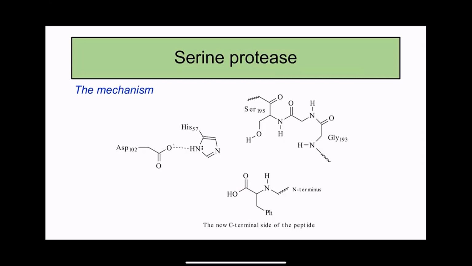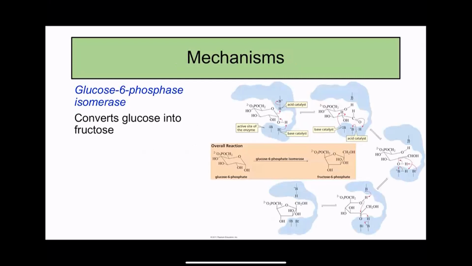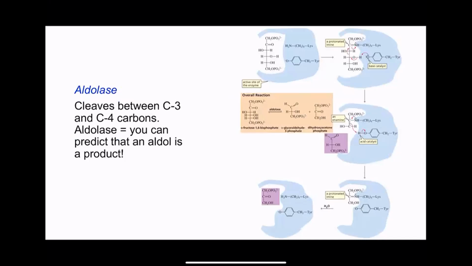Very cool. All right, and then we have some examples. So glucose 6-phosphate isomerase is a type of serine protease. And so when it enters your enzyme active site, it'll go through this process and then break down into fructose 6-phosphate. Okay. Another example that we'll see is aldolase. So that'll cleave between your C3 and C4 carbons. And the reason why it's called an aldolase is because it forms an aldol as the product.